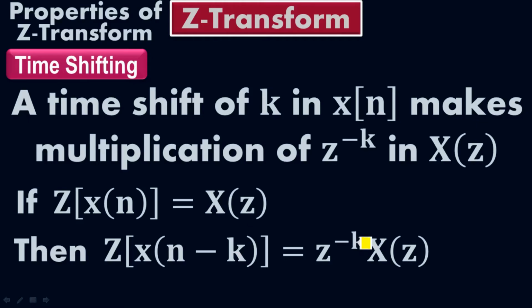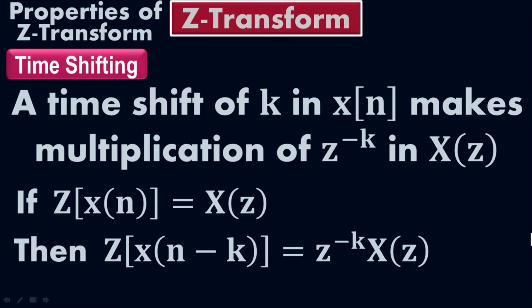This negative k depends on this variable. You can put any variable. For example, sometimes you may see n minus a, so you're going to have z to the negative a. Sometimes you may see n minus c, so you're going to have z to the negative c. There may be any variable here for the k. But since we have n minus k here, I have z to the negative k times x of z. That's what the time shifting property means.